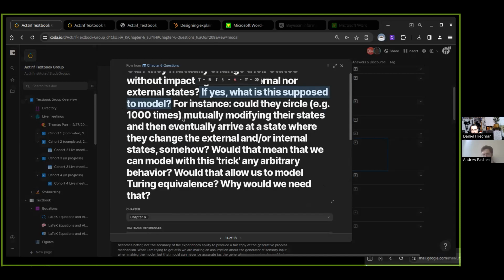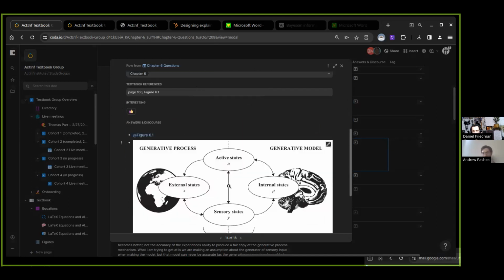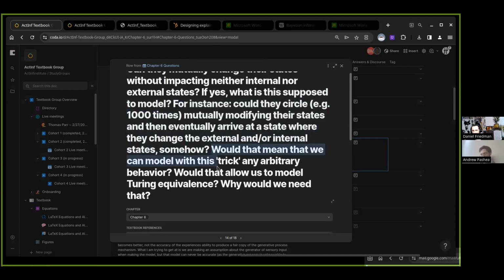Could they circle, mutually modifying their states, and then eventually arrive at a state where they change the external and internal states? Yeah, maybe they have a faster time scale or something, or maybe they're in communication with each other, and then active states and sensory states end up influencing internal states via active influencing it. And so, yes, it could happen. Would that mean that we can model with this trick any arbitrary behavior? It's not necessarily a trick. It's just a particular partition.